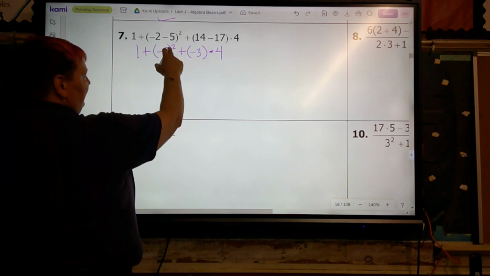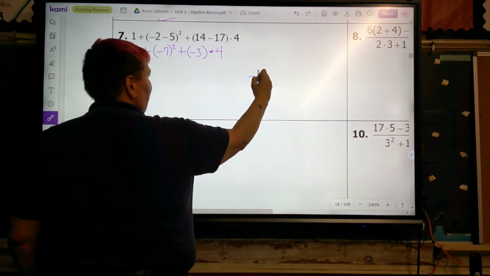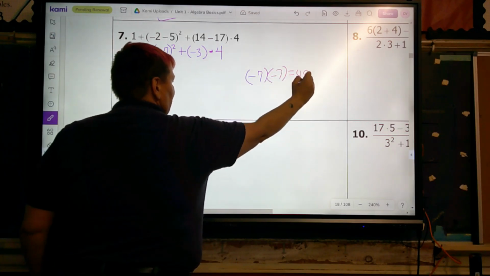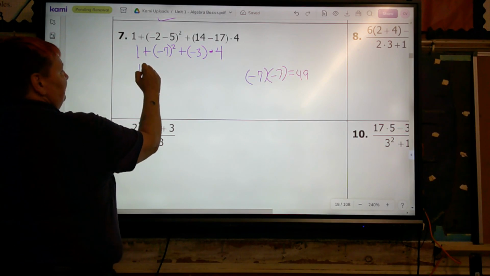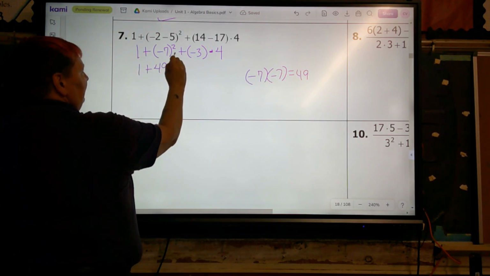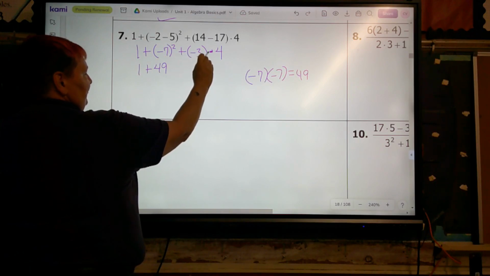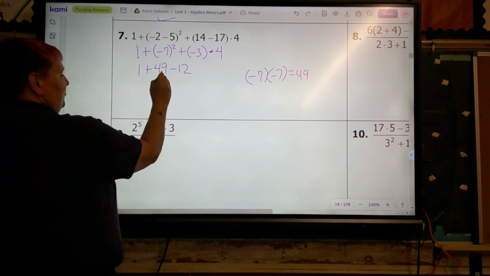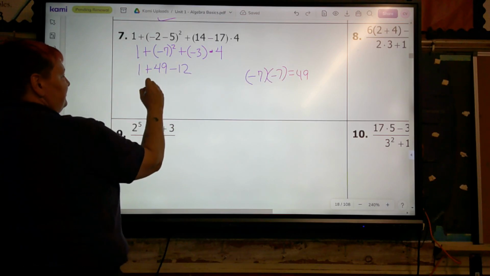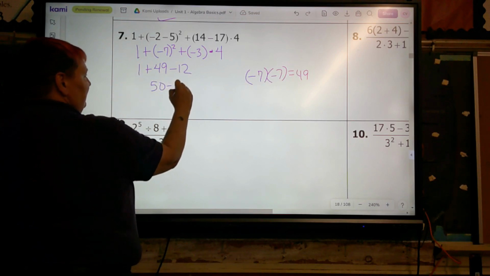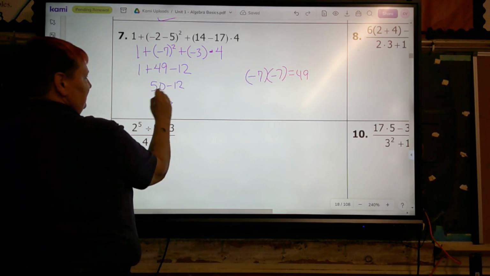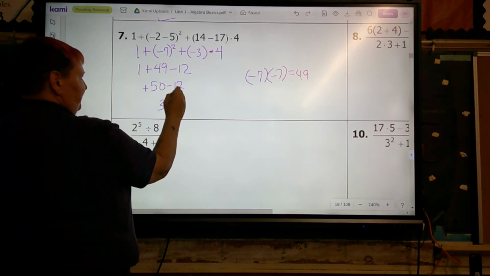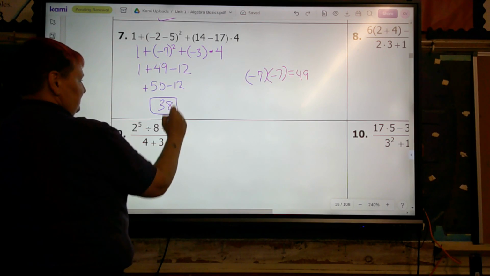Now let's deal with the exponent. Negative 7 squared is negative 7 times negative 7, which is 49. So we have 1 plus 49 plus negative 3 times 4 is negative 12. 1 plus 49, left to right, addition and subtraction. 50 minus 12, that's 38. Because they have different signs, we're looking for the difference. Right? The difference between 12 and 50 is 38.